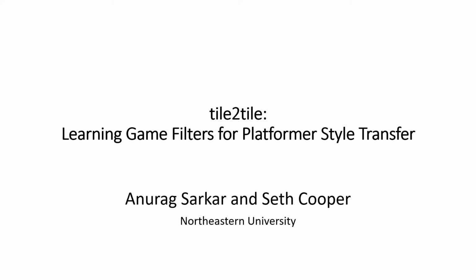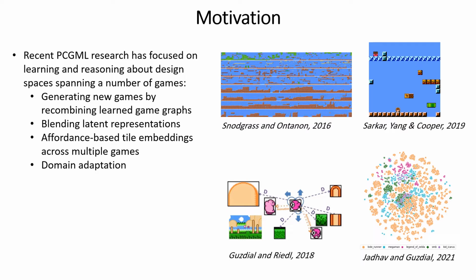transfer between games. But first, to motivate this, in recent years, we've seen PCGML work, such as the ones shown on this slide. So work about generating new games by recombining graphical representations of existing games, blending games by blending their latent representations, learning tile embeddings across a set of games, as well as work performing domain adaptation. All these works differ from a more traditional application of ML for PCG in that rather than learn distributions of individual games, these types of work focus on learning and reasoning about design spaces spanning a number of games, and thinking about applications beyond just generating levels for one particular game.